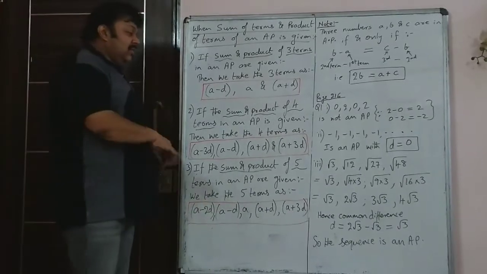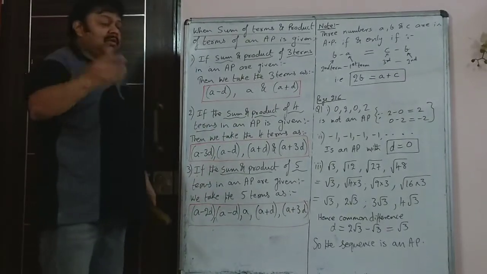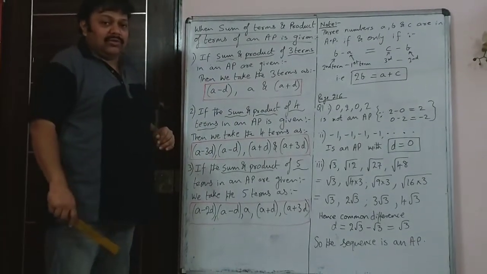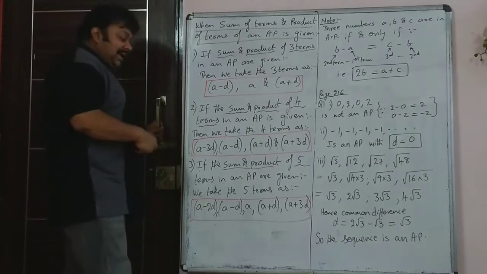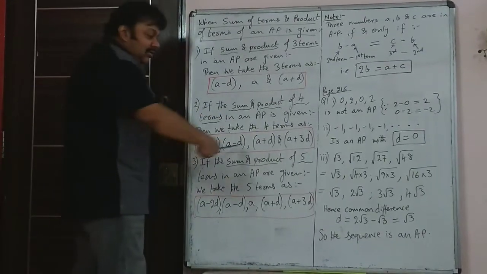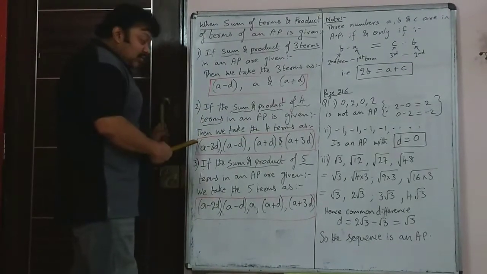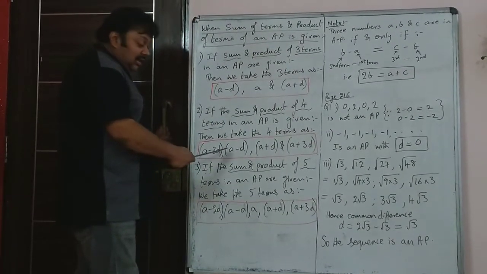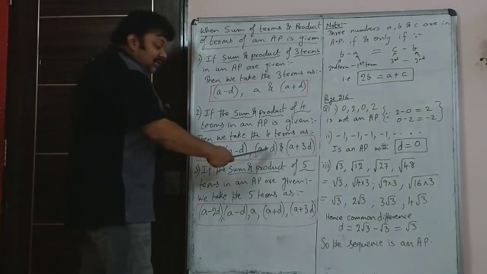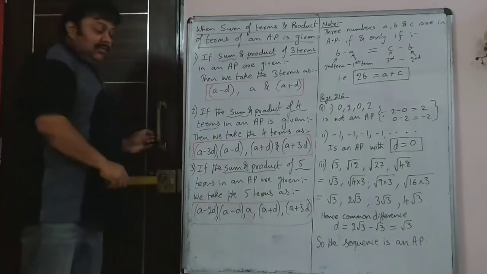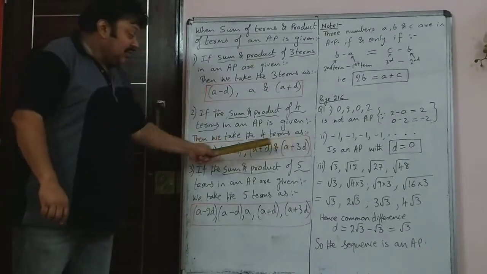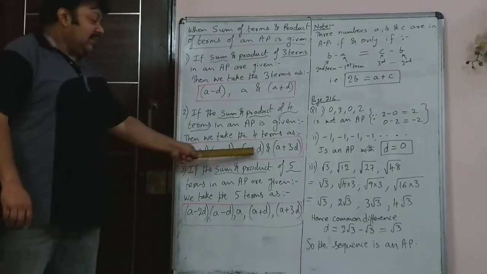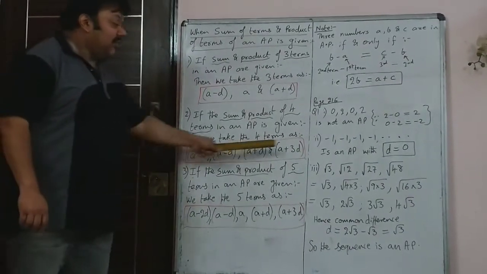Now sometimes it may be given the sum and product of 4 terms in an AP. So you can't write A minus 2D here, because then you will not get 4A equal to something. To get rid of all the D's when you are adding, if 4 terms in AP are given, you will take them as A minus 3D, A minus D, A plus D and A plus 3D. Because when you add this, minus 3D and plus 3D will get cancelled, minus D and plus D will get cancelled, so you will get 4A.